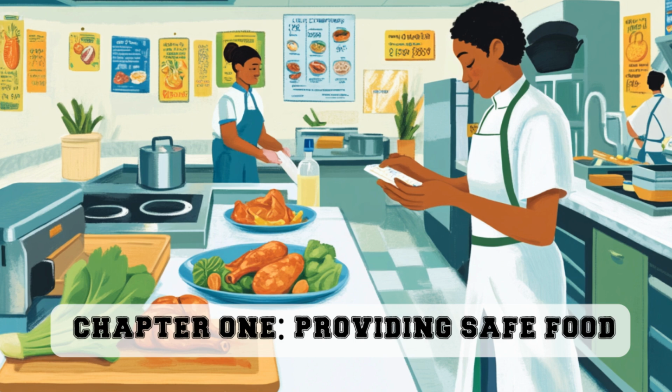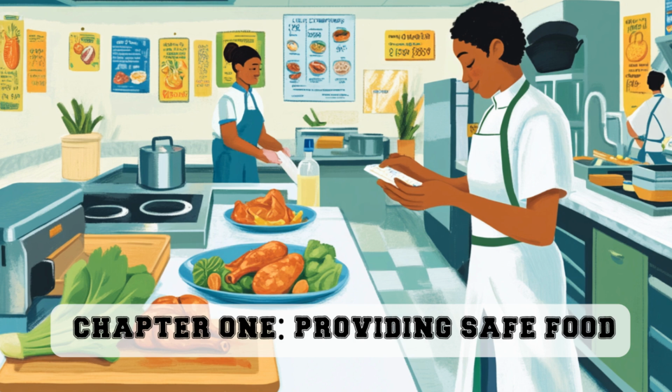Certain groups are at higher risk for foodborne illness, including elderly people, young children, and individuals with compromised immune systems. These groups are more vulnerable because their immune systems may not be able to fight off infections effectively. This makes it especially important to follow proper safety procedures when preparing food for these populations.